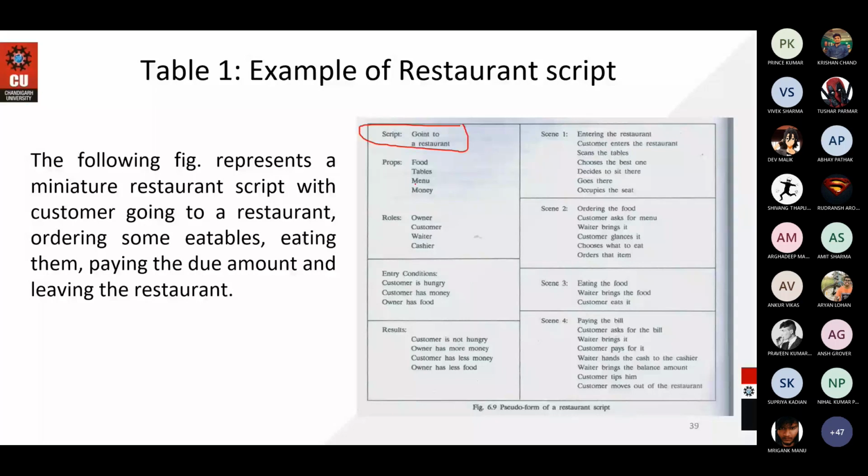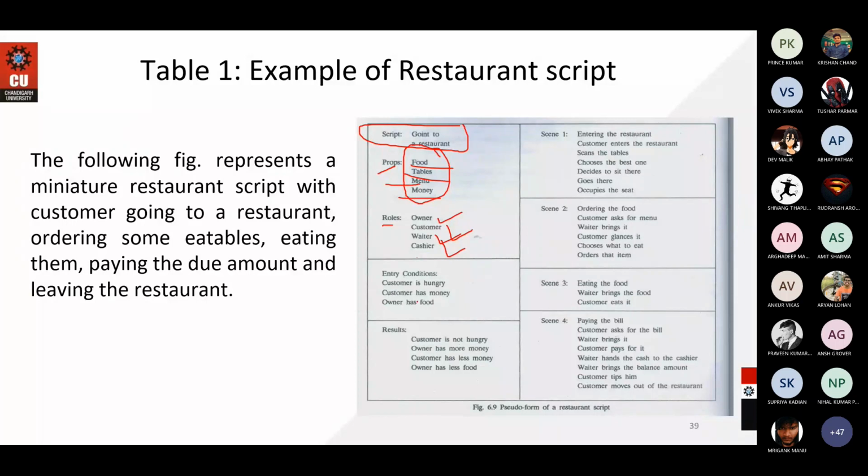And props means various objects. When we talk about a restaurant, the various objects can be food, tables, menu card, money. So these are basically the items, and these objects are represented as props. And then we have roles. When we talk about roles, there are various roles. Someone may be the owner, customer, waiter, or cashier. So these are the various roles that are being performed within the restaurant.